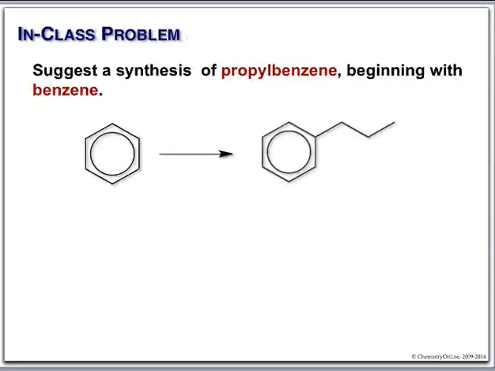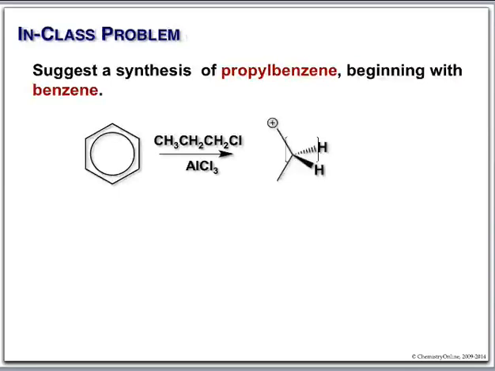Let me show you why this is a problem. What if the entirety of the first hour exam was to suggest the synthesis of propylbenzene starting with benzene? Now, as of right now, the only way you know to do this is with a Friedel-Crafts alkylation, right? So, okay, you say I can do this. What I'm going to do is take benzene and something like propyl chloride. Dump in a Lewis acid. We'll call it aluminum chloride.